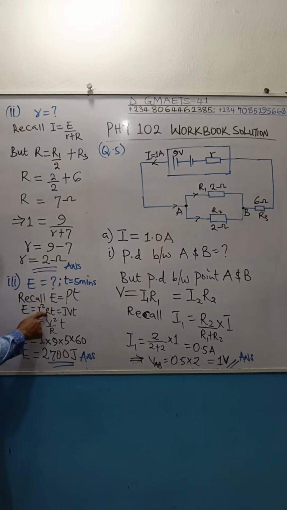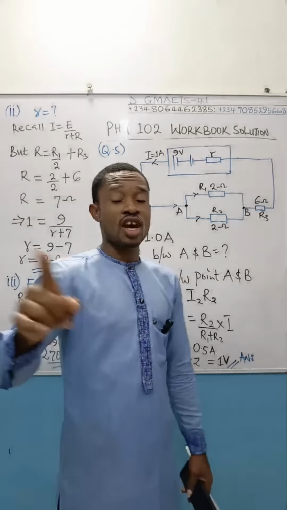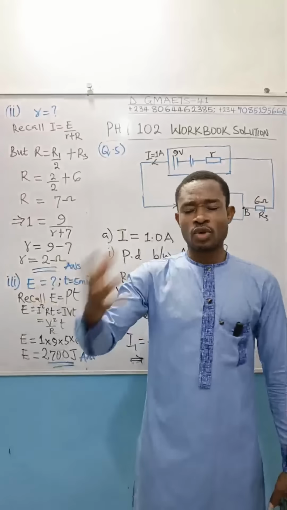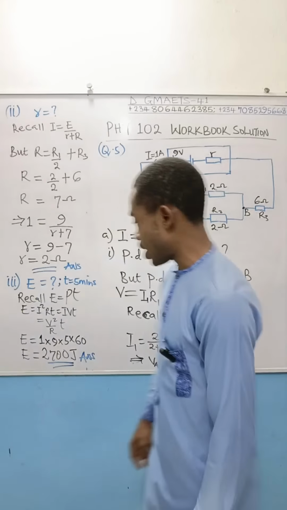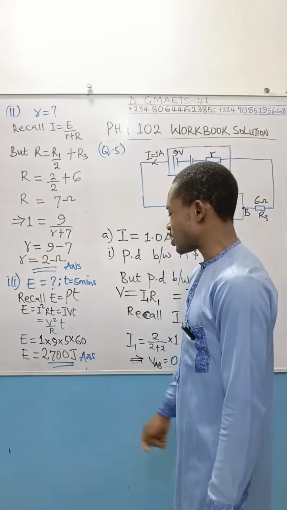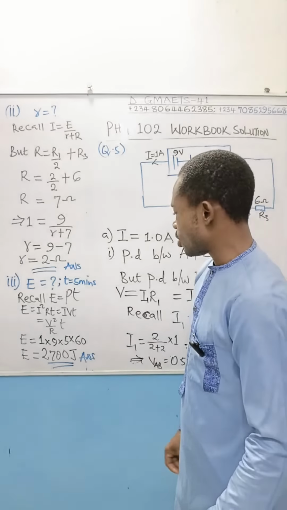If you use I squared RT, like I said, I is 1. 1 squared is 1, times R, which is 7. Then 7 times T. T is 5 times 60, that's 300, like we said. Yeah, 300 times 7, right? That's what you get there.